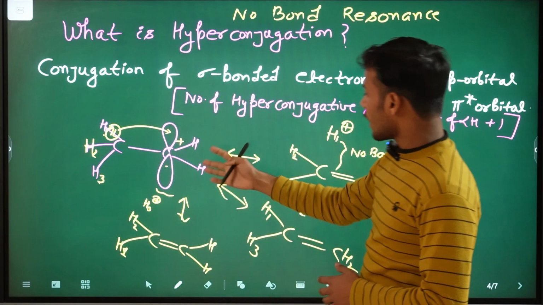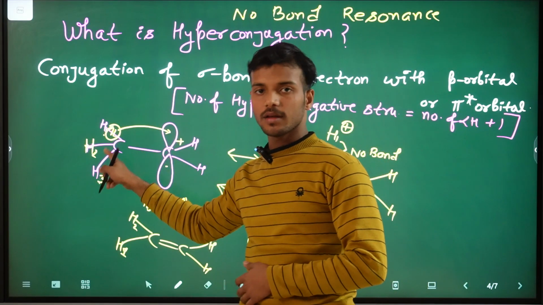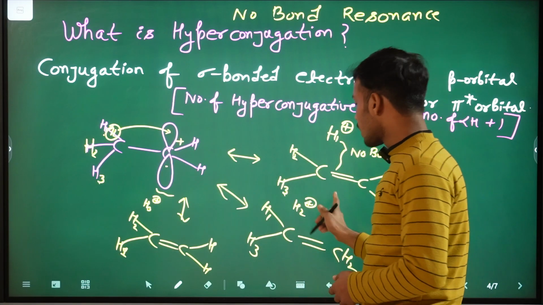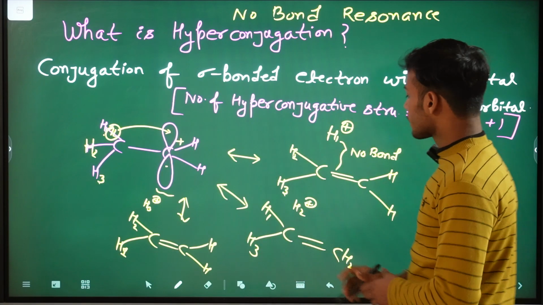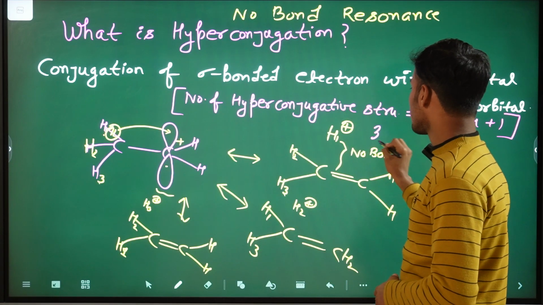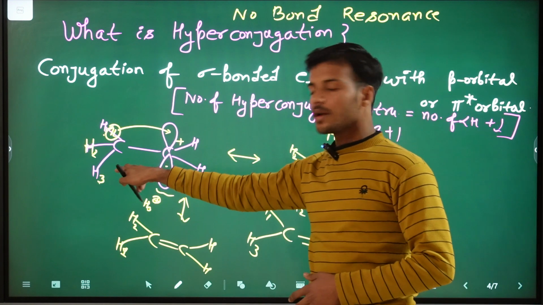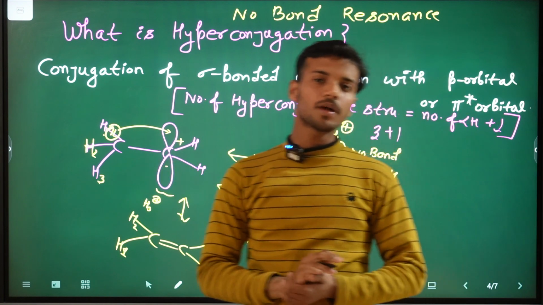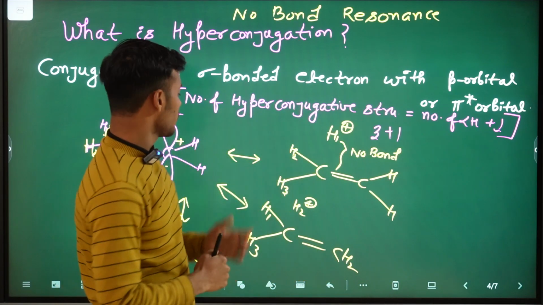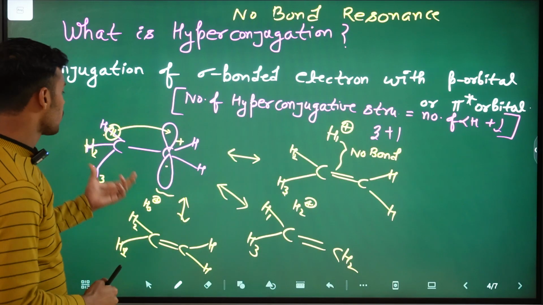So how many hyperconjugative structures are there? First see how many alpha hydrogens are there. 1, 2, 3. Here 3 alpha hydrogens plus 1. What is this one? This is the original structure. In the case of hyperconjugation, we also count the original one. We also consider the original structure as a hyperconjugative structure.